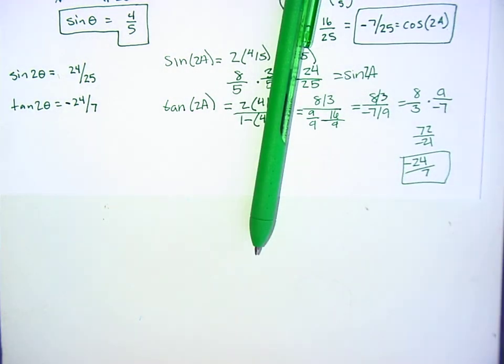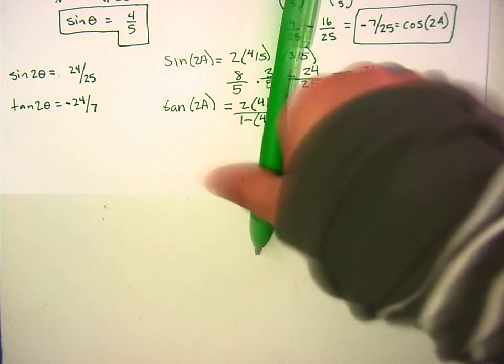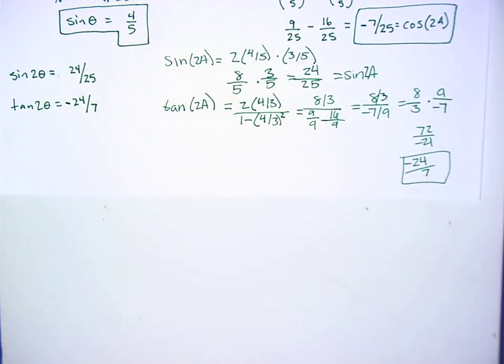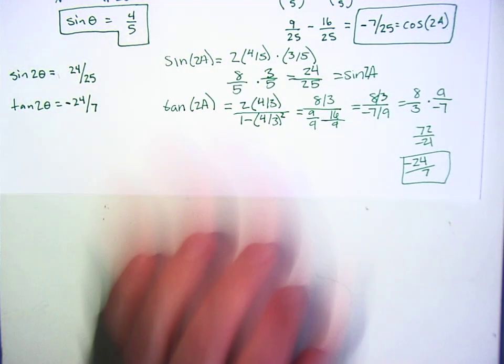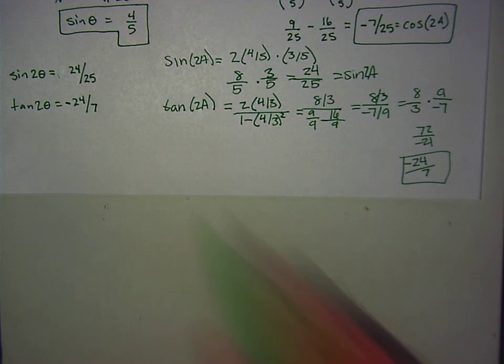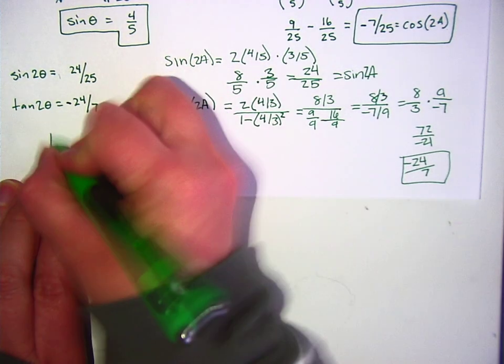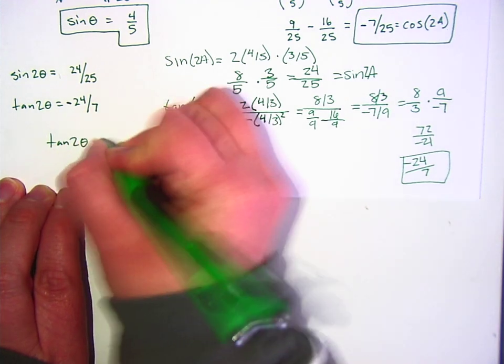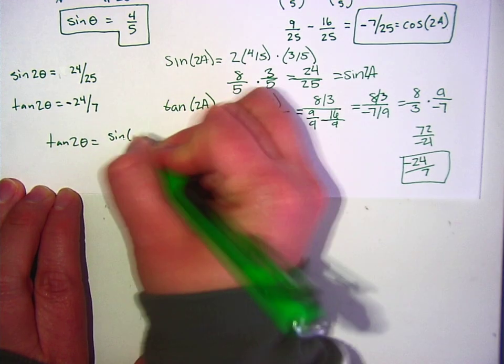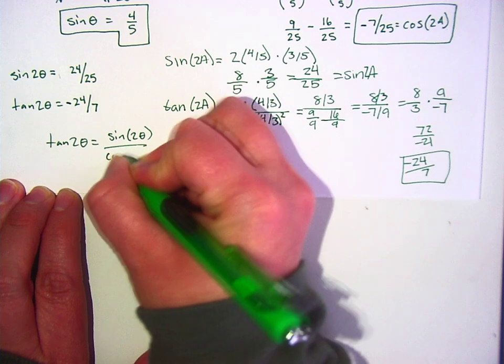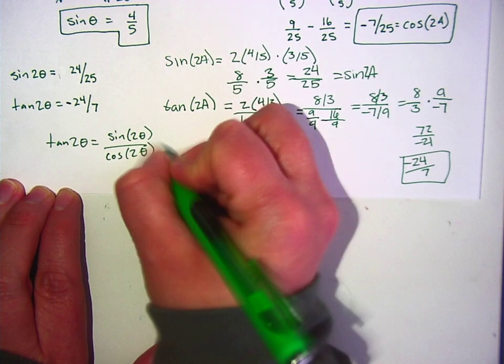Fantastic job. Well done. All right, now, something that you're all going to kick yourself over is this, but I want you to know that it's a fact and that it's true. See how I've got tangent of 2 theta here? Tangent of 2 theta, you can just find that by taking the sine of 2 theta and dividing by the cosine of 2 theta, if you already have those two.